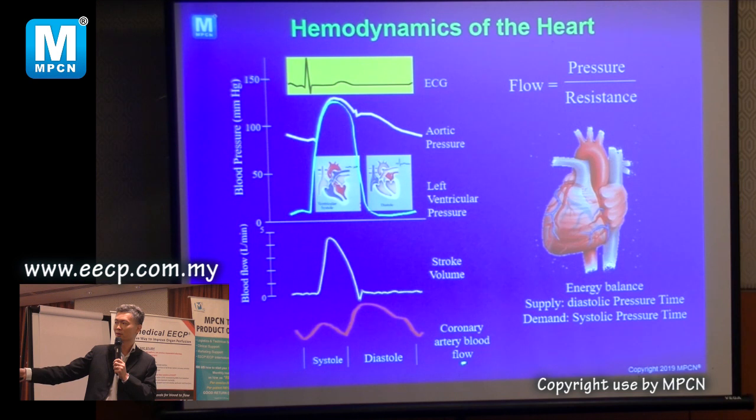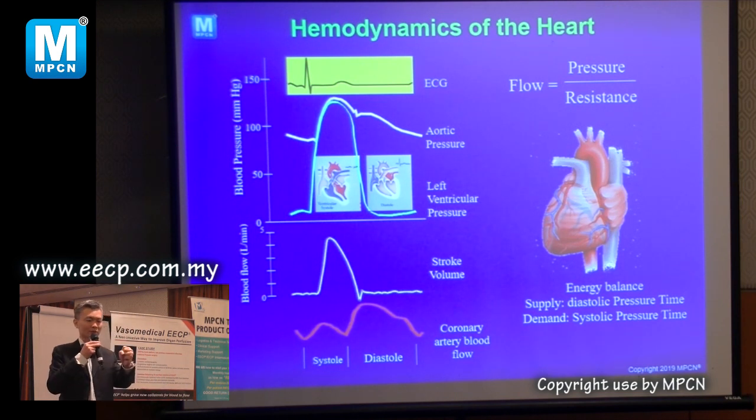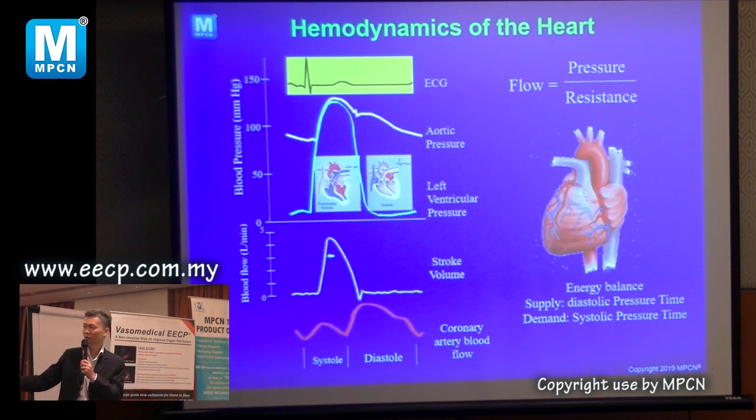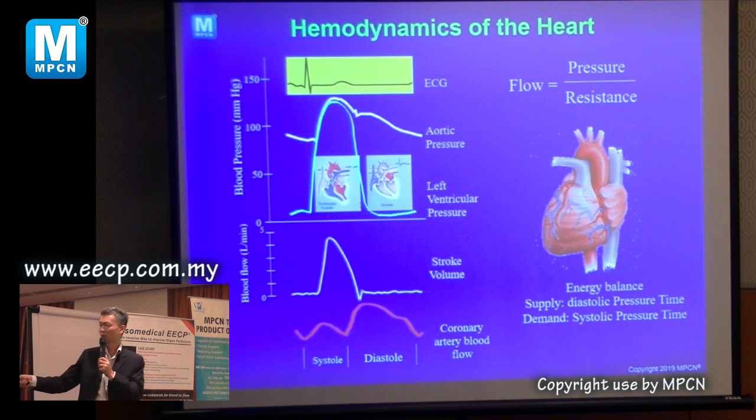Most blood flow in the heart artery happens in diastole, because in systole everything is squeezed, so a lot of resistance and the blood cannot go. But when it's relaxed, every artery is relaxed, then there is more blood flow. So this is normal physiology, but the machine enhances this, increases the blood flow here, and at the same time also increases the stroke volume.